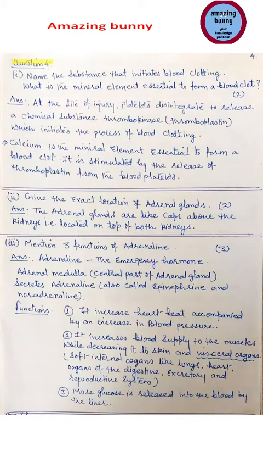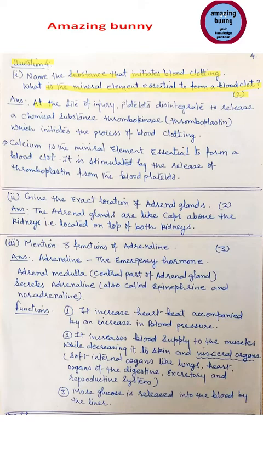Coming to question number 4, part 1. Name the substance that initiates blood clotting, and what is the mineral element essential to form a blood clot? Question consists of 2 marks. Blood clotting or coagulation: when a blood vessel is cut, you know that blood escapes from it, but soon a clot is formed on the wound surface and the flow of blood is stopped.